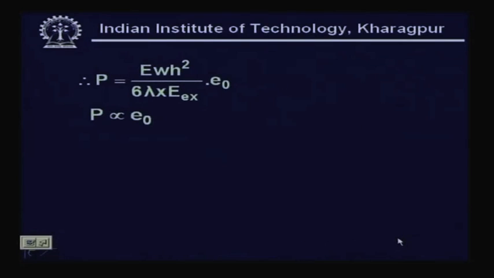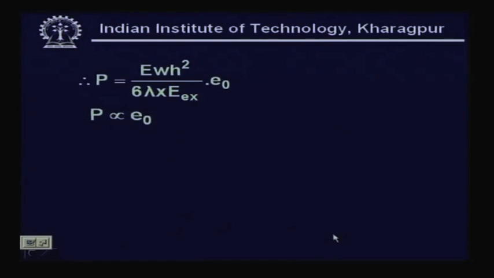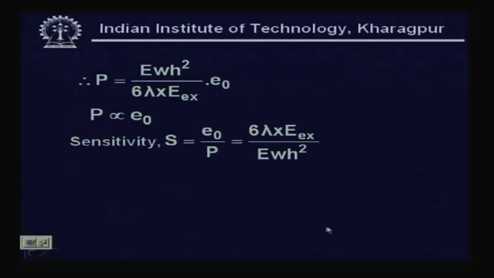So, P equal to E W h square upon 6 lambda x E x into E naught. So, P is proportional to E naught. Again it tells that it is a linear sensor; P is proportional to E naught, so obviously it is linear. Again let us find the sensitivity. The sensitivity of the cantilever beam type load cell and Wheatstone bridge combination will be E naught by P equal to 6 lambda x E x by E W h square.